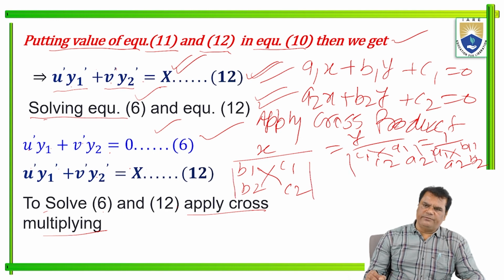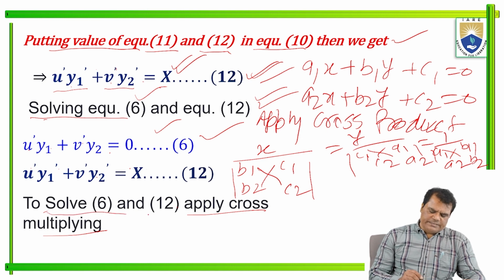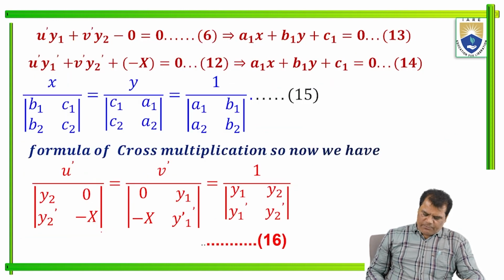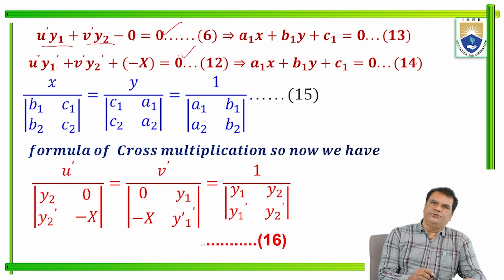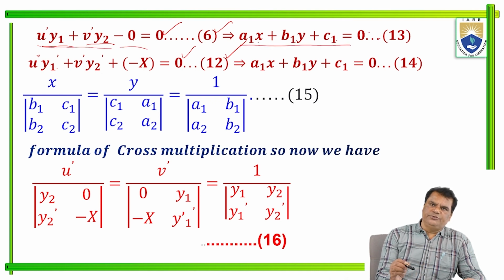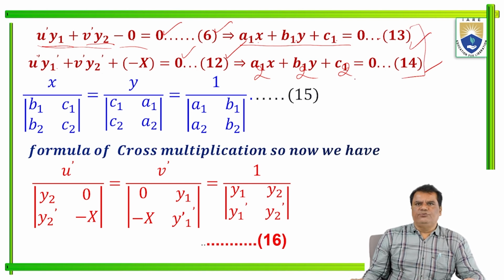So we apply the determinant of this one. Solving 6 and 12, apply the cross multiplication formula. Here u dash y1 plus v dash y2 minus 0 equal to 0, and u dash y1 dash plus v dash y2 dash equal to x. Taking x to this side, minus x equal to 0. This is equation 6 and this is 12. This equation basically depends on a1x plus b1y plus c1 equal to 0 and a2x plus b2y plus c2 equal to 0. So 13 and 14 are both linear equations of two variables.